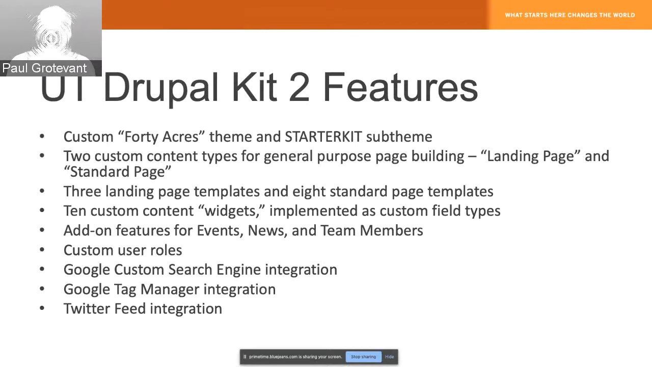The features that we included in the Drupal Kit 2, probably the biggest one from a brand perspective was we had a custom theme. We call it 40 Acres because that's the nickname for our campus, and we included a starter kit sub-theme for people to use for starting their own sub-theme quickly. The kit distro shipped with 2 custom content types for what I call general purpose page building, sort of the equivalent of basic page from Drupal core, but with a lot more functionality. And we called those landing page and standard page. The landing page content type had 3 template choices associated with it, and the standard page content type had 8 template choices associated with it.